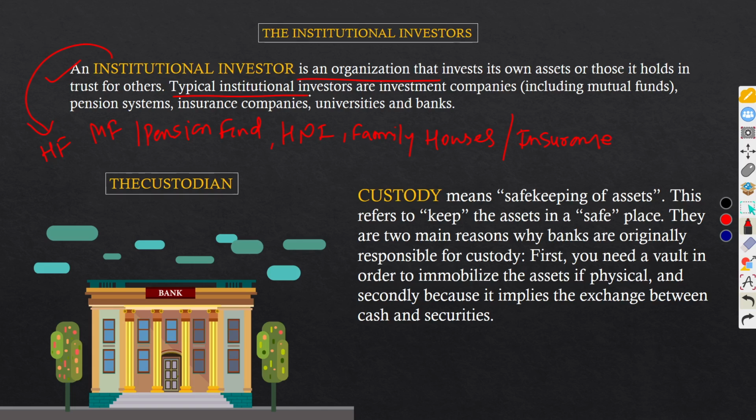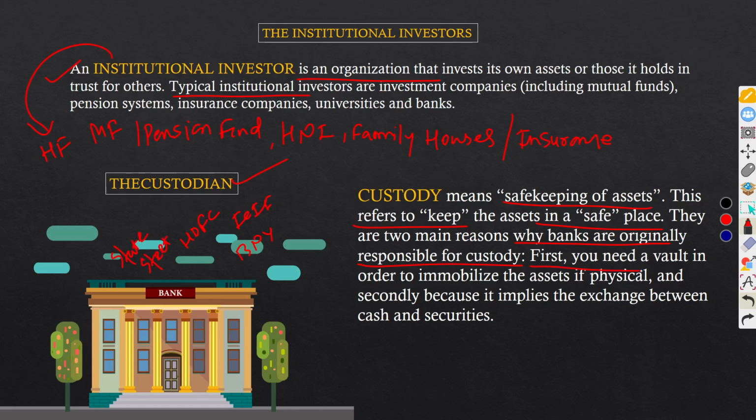All right, now let's talk about the custodian. Custodian means safekeeping of assets. This refers to keeping the assets in a safe place. There are two main reasons why banks are originally responsible for custody. Banks, let's say HDFC Bank, ICICI Bank, BNY, or even State Street.